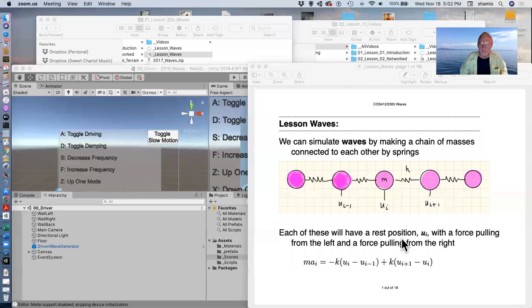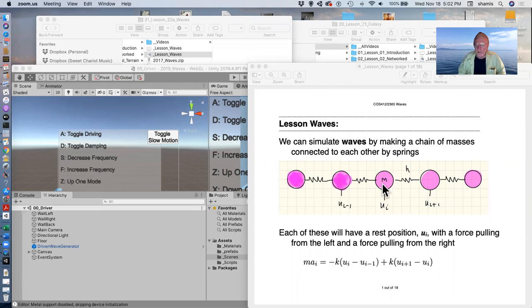All right. Well, today I want to talk about waves. As you may have recognized, I kind of like physics, and waves can be simulated by making a chain of masses, each with some particular mass, connected to each other by springs.